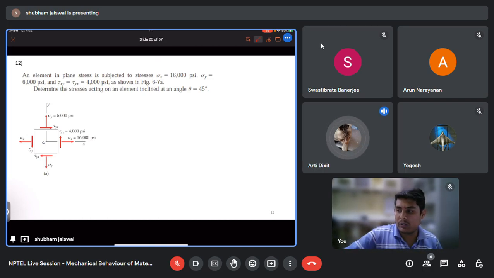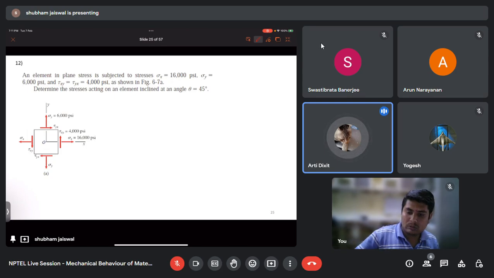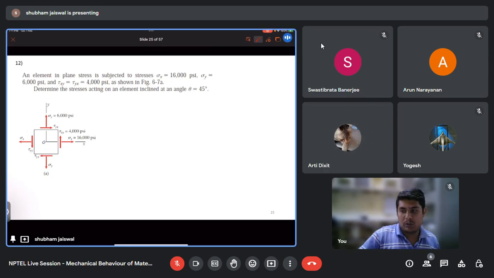Please try to solve it using plane stress transformations. Use that equation and try to solve, and let me know the answer, then I will solve, so that you will also get the practice.